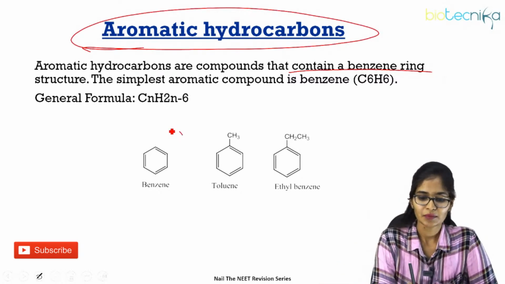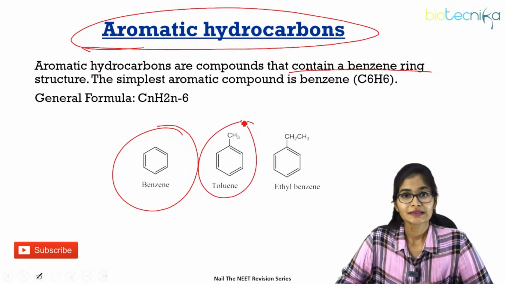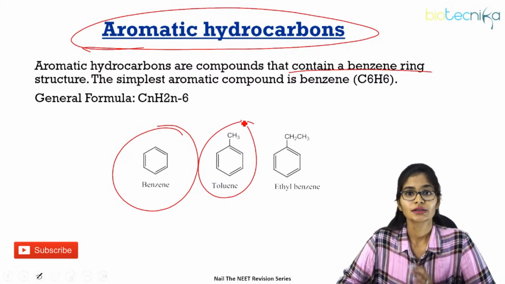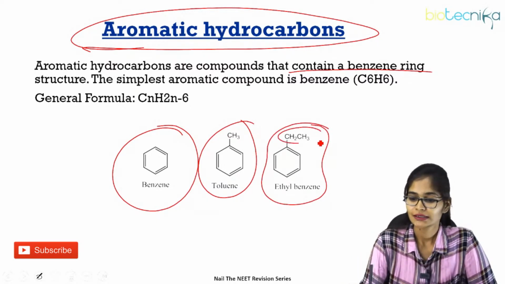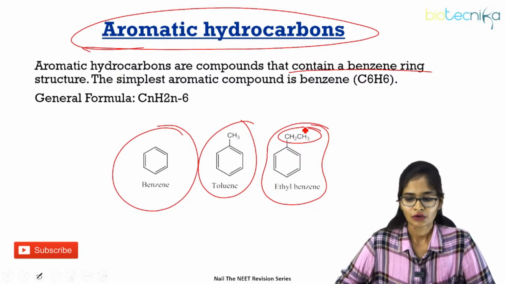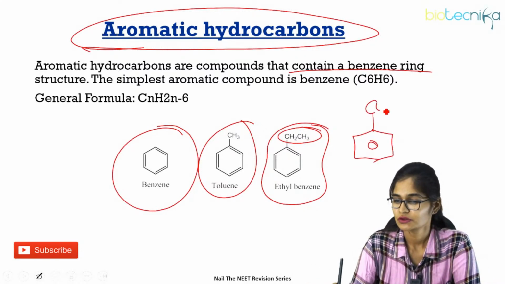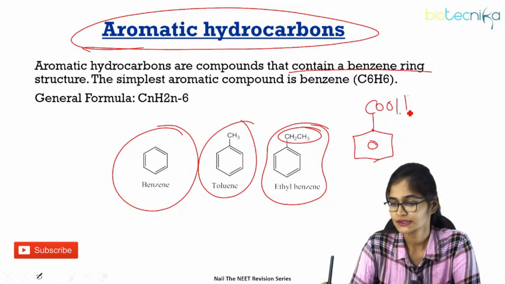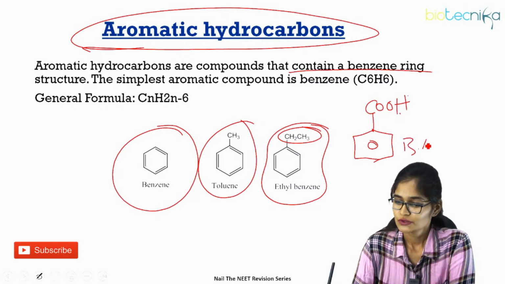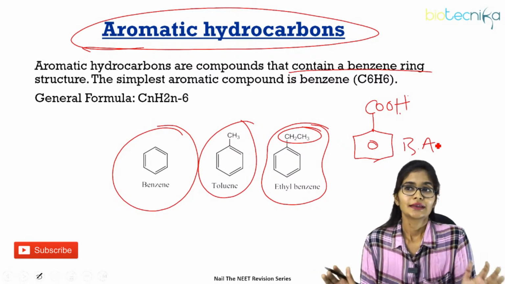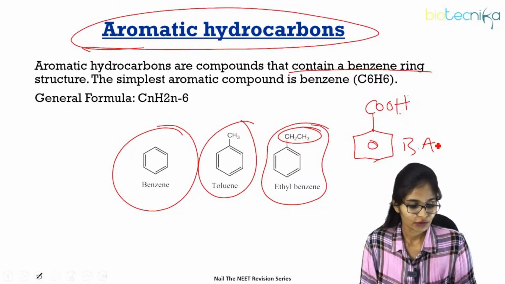And you can see the examples here. The simple benzene you can see. Apart from that, toluene, where the benzene ring contains a single substituent, the methyl group, and ethyl benzene, where the benzene contains an ethyl group. All right. Like that, there are many functional groups which can be attached to benzene. If you consider a carboxylic acid attached to benzene, we call it benzoic acid, right? So any compound containing benzene in the molecule, we call an aromatic hydrocarbon.